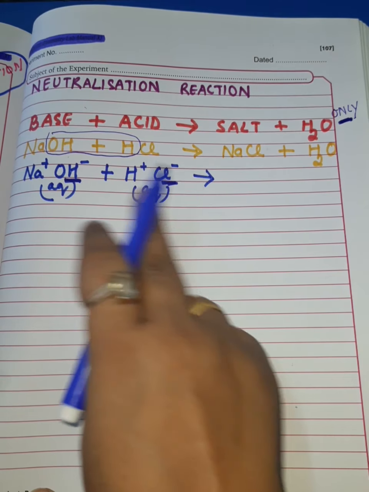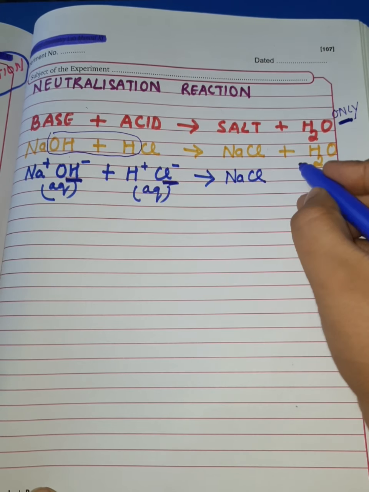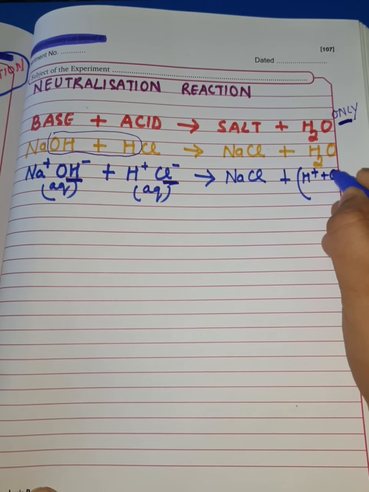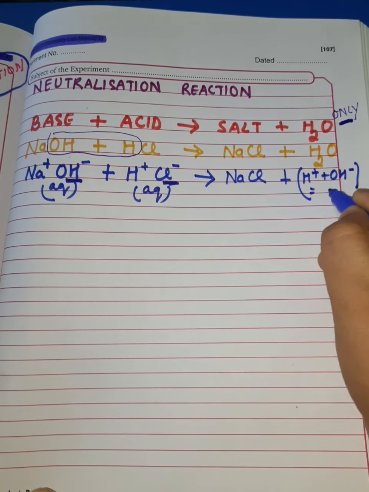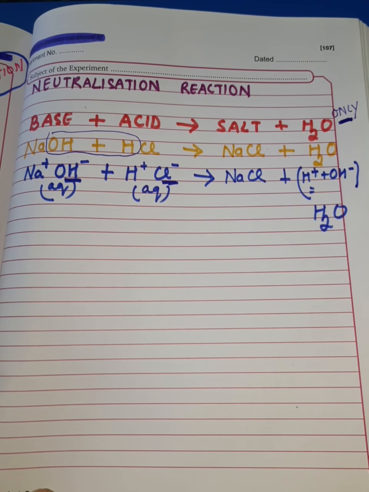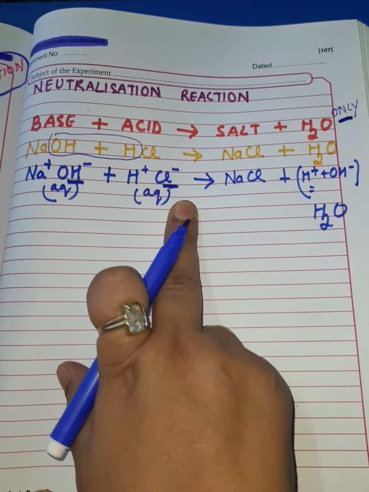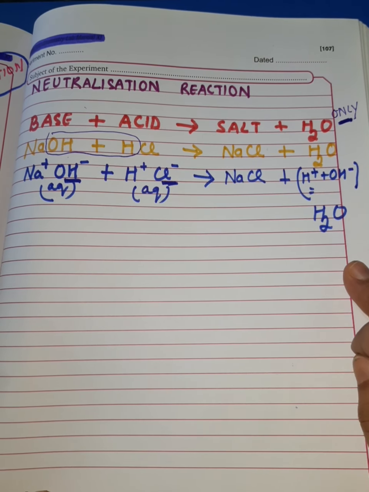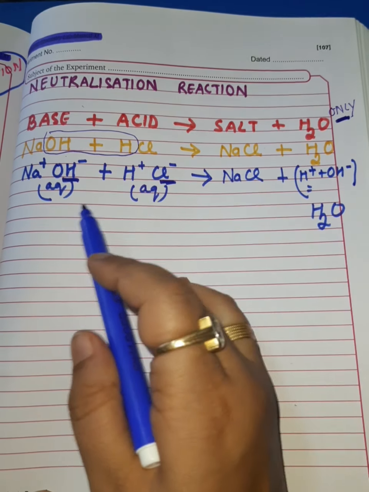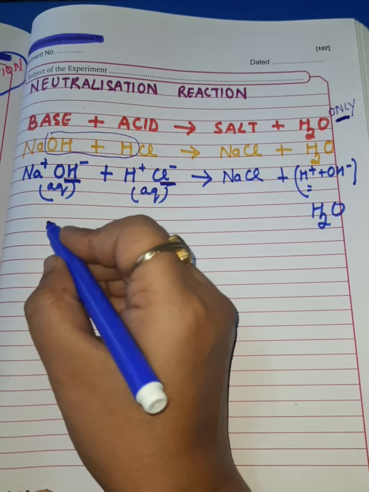So when they mutually exchange the ions, Na combines with Cl to form NaCl, and H plus combines with OH minus to form H2O. Since in this neutralization reaction there is a mutual exchange of ions, that's the reason this reaction is a type of double decomposition reaction.